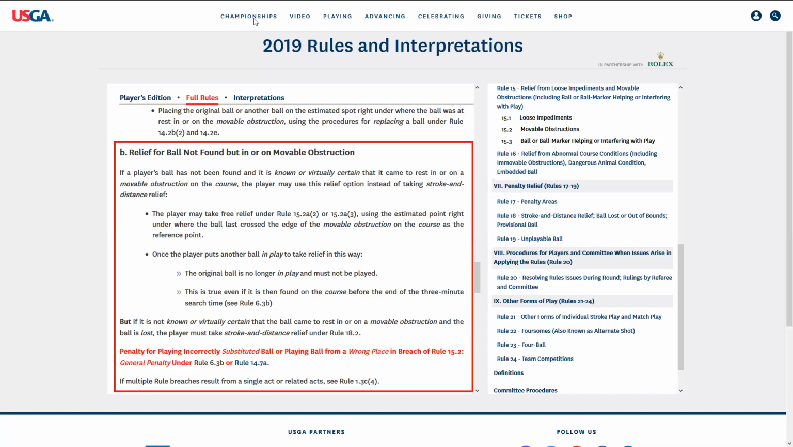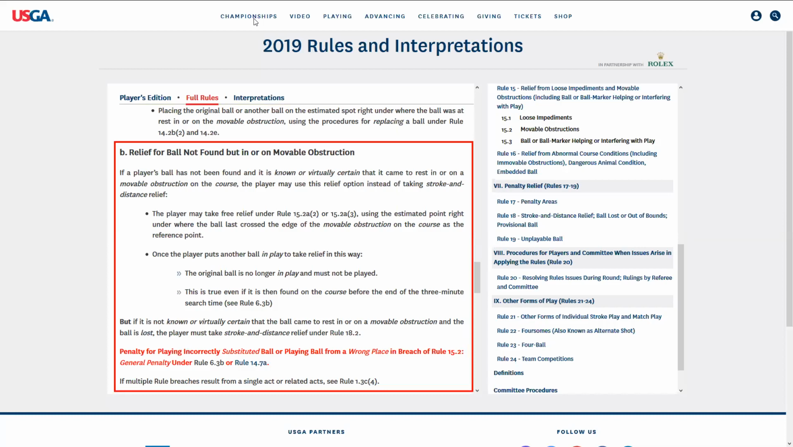Since that's the reference point and you're going to drop the ball, what do you get? 1 club length. You're going to drop in an area. So you drop in the relief area. Can you move the movable obstruction? Yes, because by definition, it's a movable obstruction. Do you have to move it? No, you can leave it there.